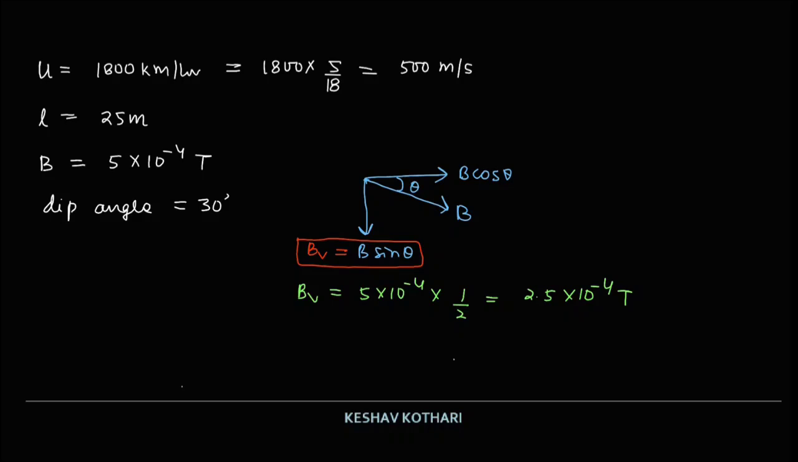And hence we can calculate the EMF as BLV. B over here is equal to 2.5 into 10 to the power minus 4, the length is equal to 25, and V is equal to 500 meter per second. On calculation it turns out to be equal to 3.125 volt. So this is the value of the EMF that is induced, or the voltage that is developed between the ends of the wings.